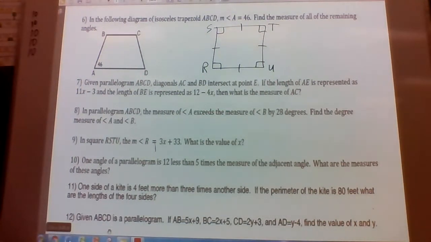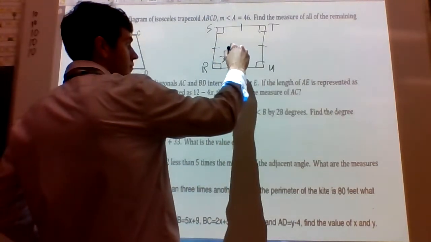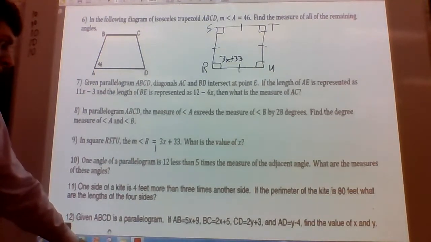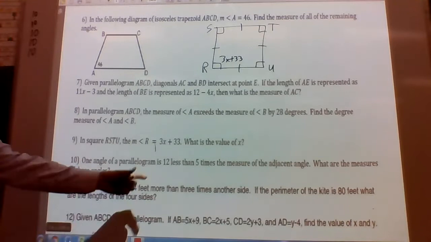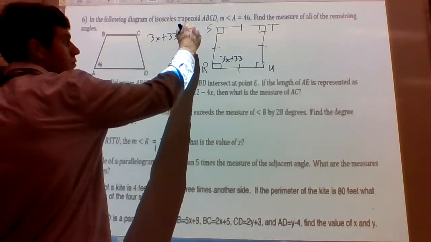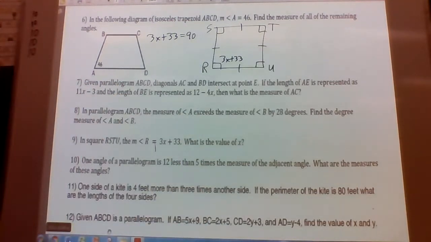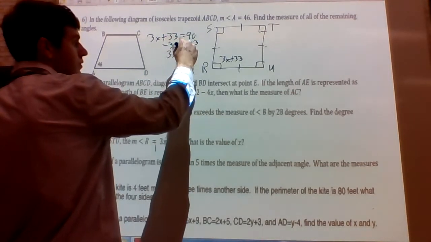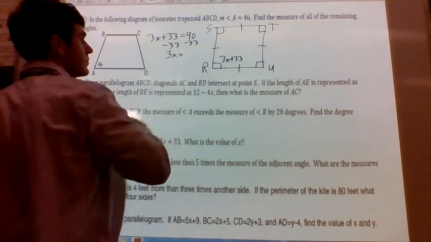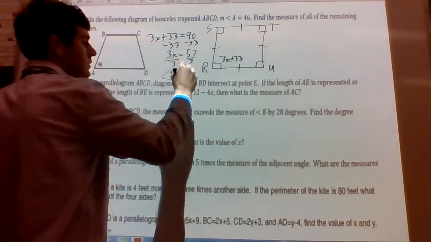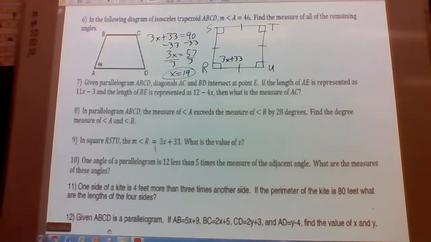The measure of angle R equals 3x plus 33. What is the value of x? Well, we know the measure of angle R is 90, and this is saying it's 3x plus 33, so we just set 3x plus 33 equal to 90. Subtract 33 from both sides. 3x is going to equal 57. Divide by 3. x is going to equal 19. That one's pretty straightforward.